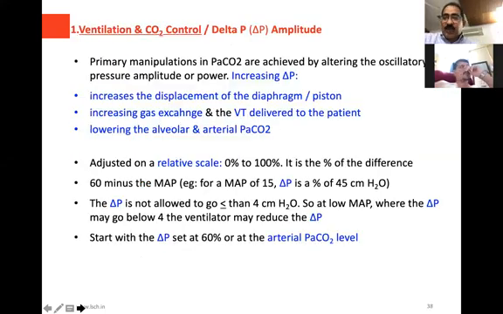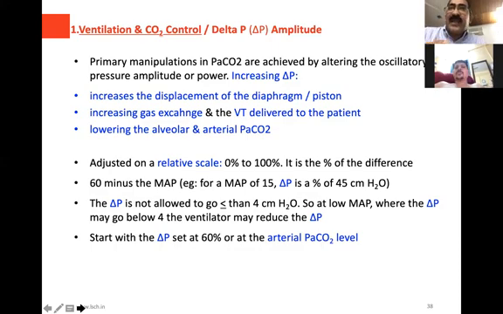So here, this is quite important. As I said, the primary manipulations in the PaCO2 are achieved by altering the oscillatory pressure amplitude, or the power. Increasing the delta P increases the displacement of the diaphragm and the piston. You can hear a much more rapid sound, increasing the gas exchange and the tidal volume delivered, and lowering the alveolar and the arterial PaCO2. So it is adjusted on a relative scale of 0 to 100%.